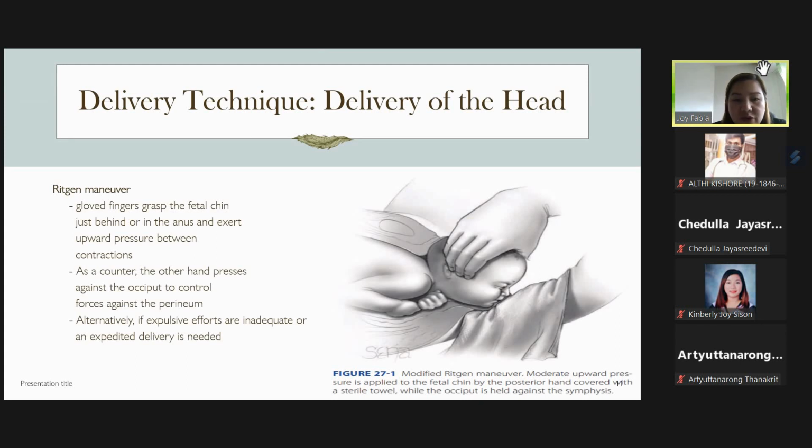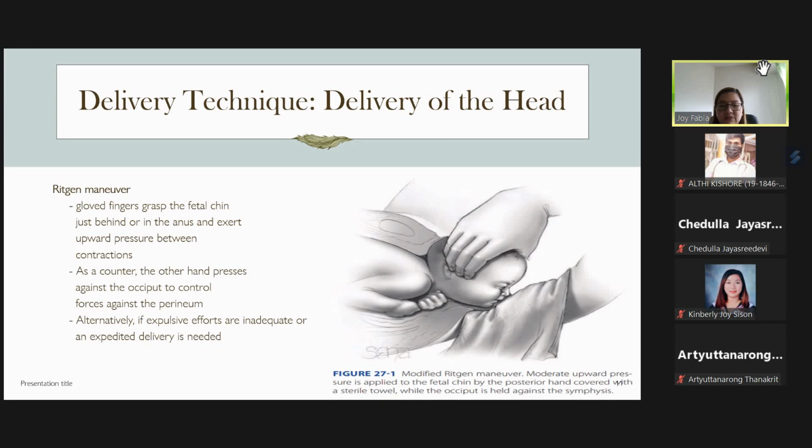In this case, there is a lower episiotomy rate. There is also what we call the Ritgen maneuver, and we also have the modified Ritgen maneuver. In the Ritgen maneuver, the gloved fingers grasp the fetal chin just behind the anus, and there is an exertion of upward pressure between contractions. As a counter, the other hand presses against the occiput to control forces against the perineum.